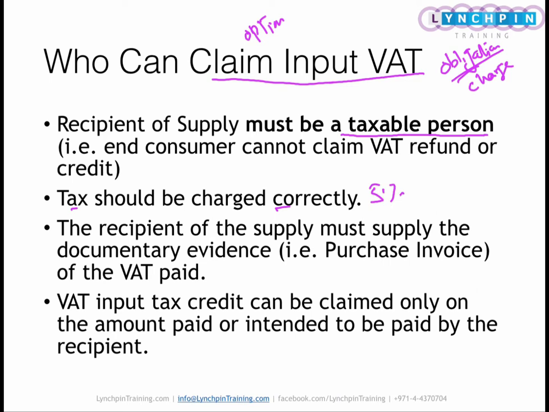Next, whoever is buying, the purchaser or whosoever is claiming the input VAT, must have documentary evidence, which is ideally a tax invoice. So a tax invoice must be in place with you if you are claiming your input VAT. And input VAT can only be claimed if you have already paid or you intend to pay your supplier. The VAT law specifies that unless you have the intention to pay your supplier, you won't be able to claim your input VAT. Now either you have already paid or you have the intention to pay.